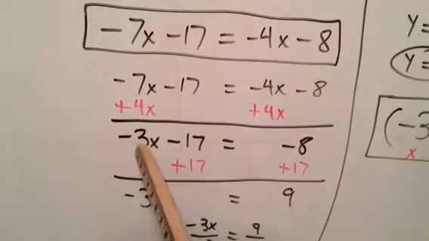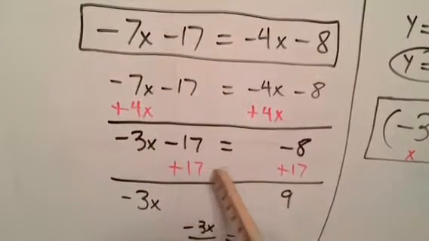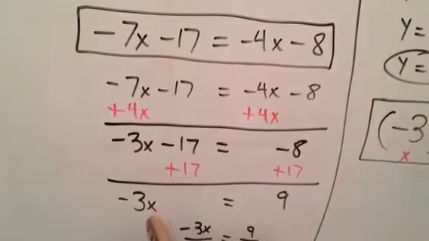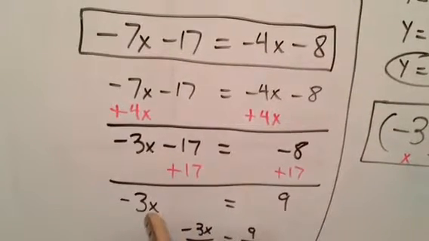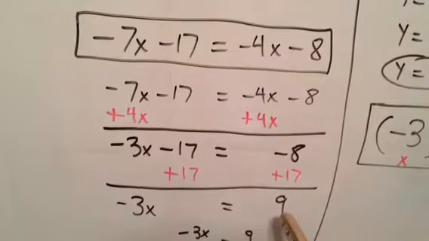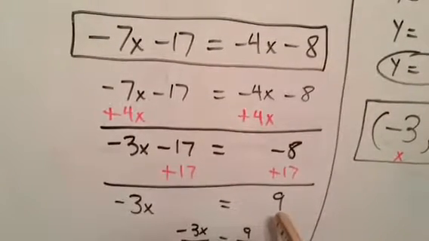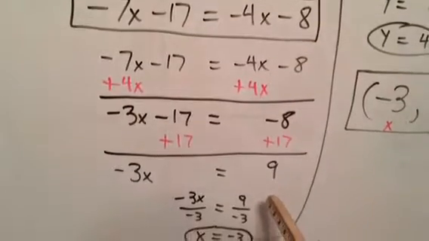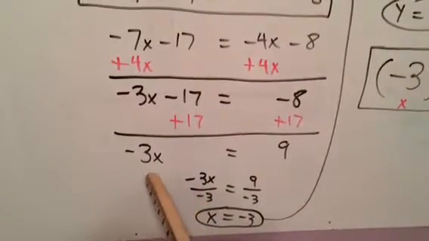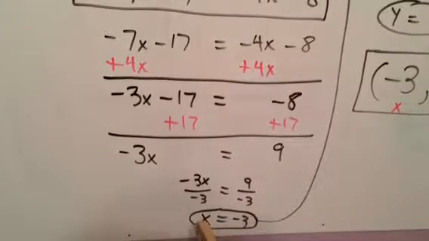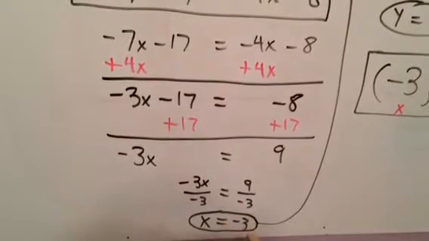Now we have a two-step equation. We are going to add 17 to both sides. That leaves me with negative 3x on this side. Over here, negative 8 and a positive 17 makes a positive 9. And then we're going to divide both sides by negative 3. And that allows us to get x is equal to negative 3.